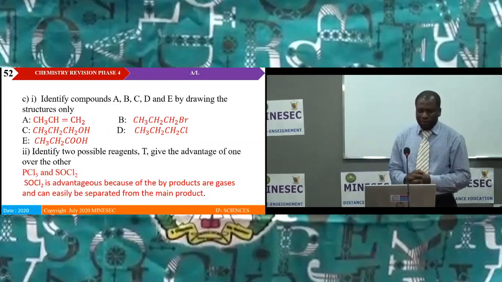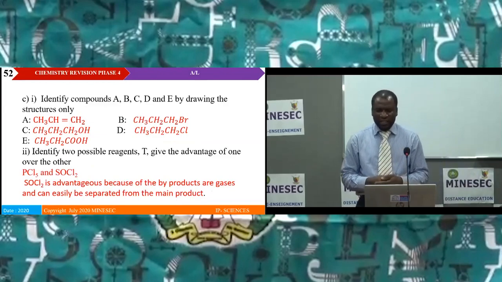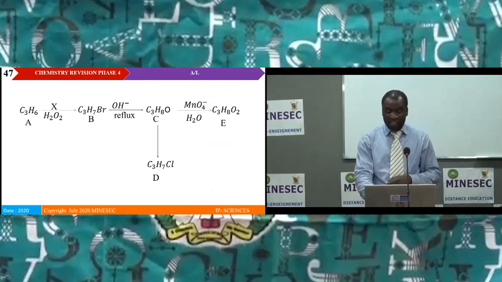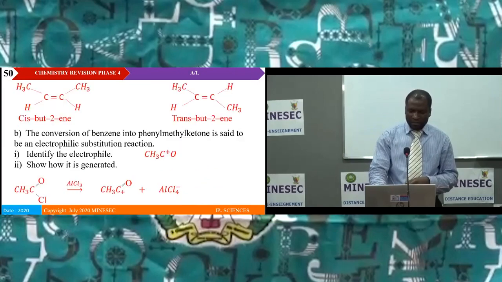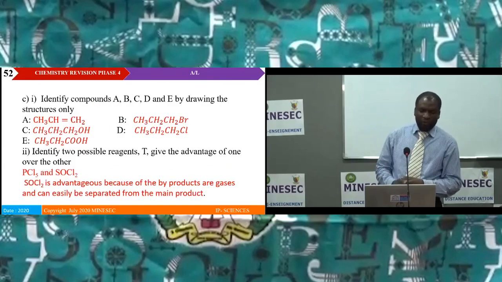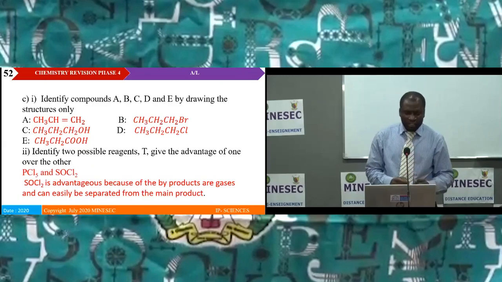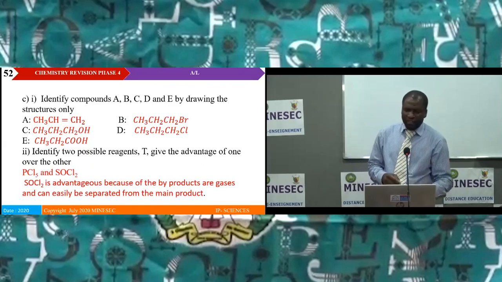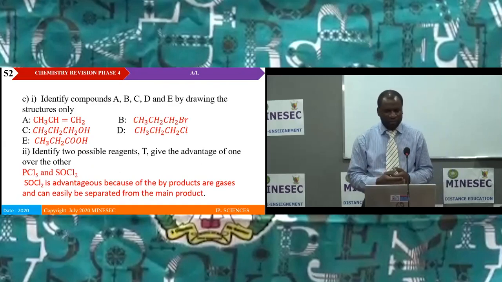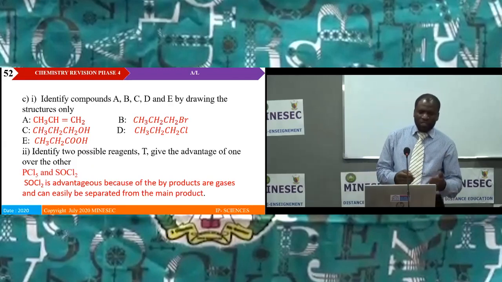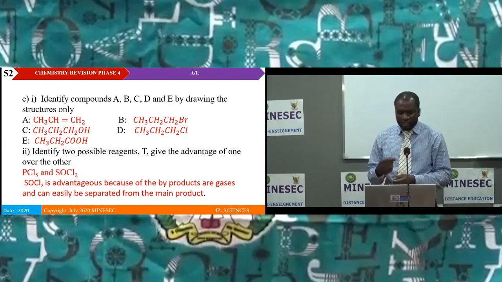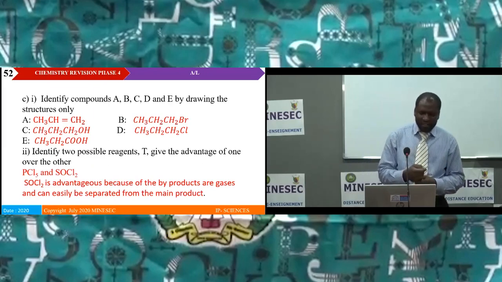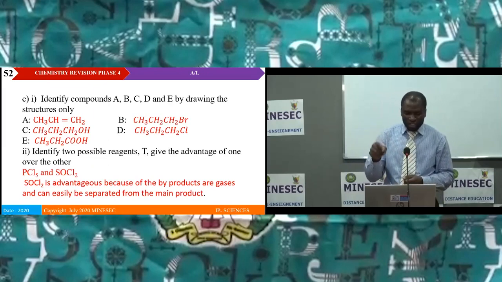Identify the compounds A, B, C, D and E by drawing the structures only. So that is from the synthetic route that we had. So, compound A, structures only, CH3, CH, double bond, CH2. Compound B, CH3, CH2, CH2, Br. Compound C, CH3, CH2, CH2, OH. Compound D, CH3, CH2, CH2, Cl. And compound E, CH3, CH2, COOH.